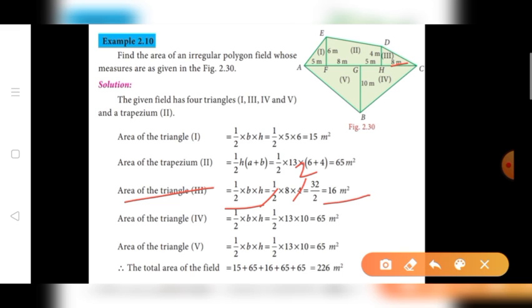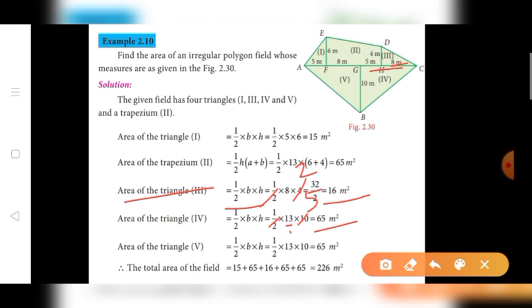The next one, area of the triangle 4. Then fourth diagram, half into base into height. Base value 13, 5 plus 8. Height value 10. Then cancel the 2 table. 1 2s are 2. 5 2s are 10. 13 5s are 65 meters squared.